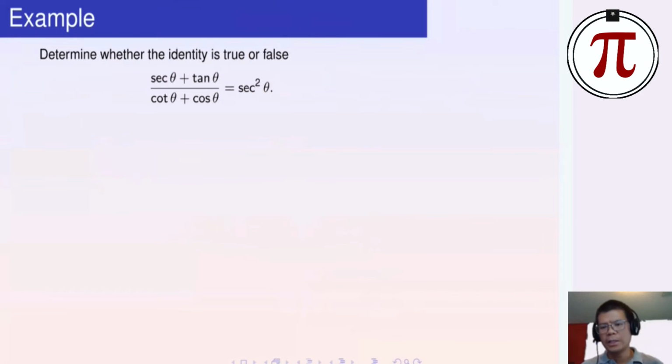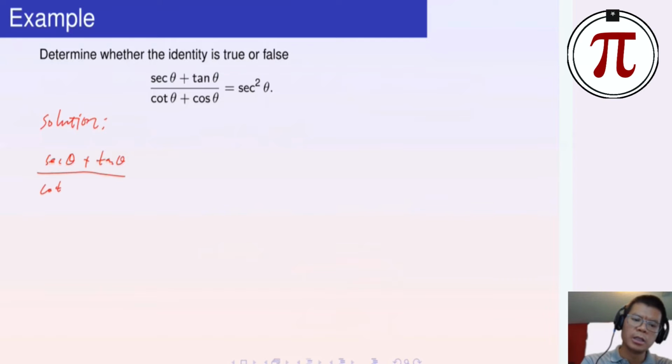All right, consider this one. Nick, can you read for us, please? Determine whether the identity is true or false. Secant theta plus tangent theta over cotangent theta plus cosine theta equals secant squared theta. Very good. All right, solution. Let's consider this one. We basically want to prove from the left to the right. One way to do so is to transform them into sines and cosines. That works better. Secant theta plus tangent theta over cotangent theta plus cosine theta equals 1 over cosine theta plus sine theta over cosine theta.